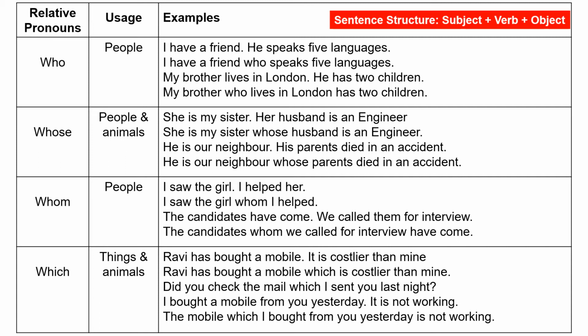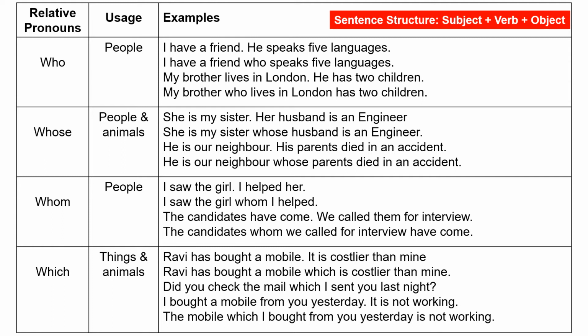Next, my brother lives in London. He has 2 children. We are going to use who to connect these two sentences. In the first sentence, we take my brother and then we add who. Who lives in London? My brother who lives in London.